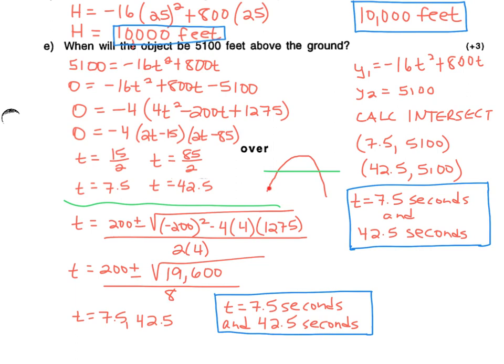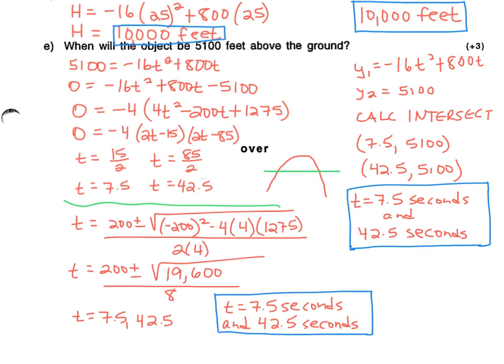And in the context of this scenario, and I don't necessarily have this drawn to scale, this object is taking off from the ground, going up and reaching its maximum height, and coming back down. It could reach that height of 5,100 feet on its way up to its maximum height, and it could reach that height of 5,100 feet on its way back down. And indeed, that's what happens here.